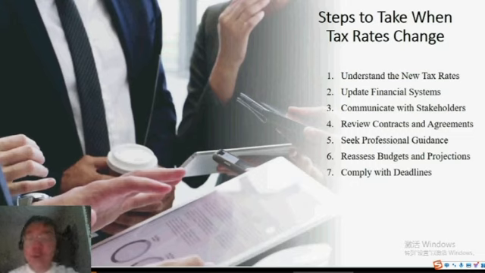Governments may offer relief measures or credits that can mitigate the immediate impact of higher tax rates. These measures should be monitored closely, as they can provide temporary financial relief. Proactively addressing these steps ensures a smooth transition, legal compliance, and financial stability, ultimately reducing stress for all stakeholders involved.